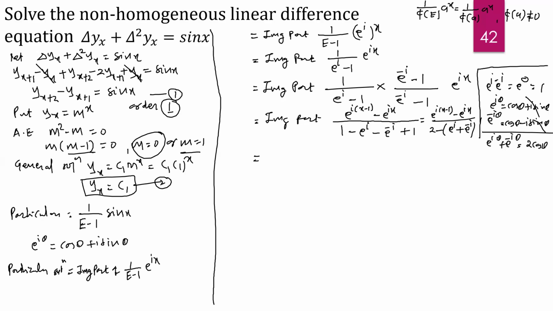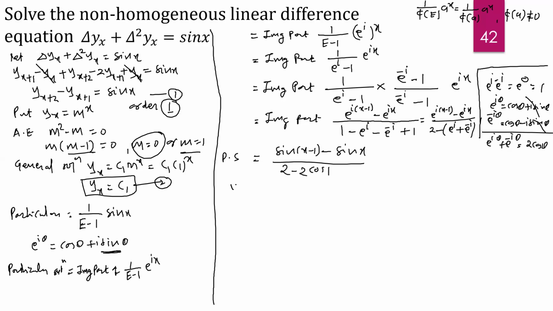Now we take only the imaginary part of the numerator. The imaginary part of e raised to i theta is sin theta. So here we get sin(x minus 1) minus sin x, divided by 2, and e raised to i plus e raised to minus i is 2 times cos of theta, where theta is 1 here. Okay, so this is the required particular solution.